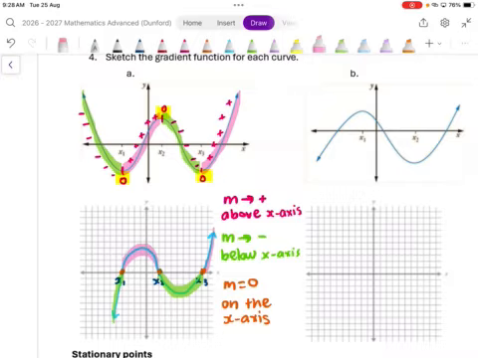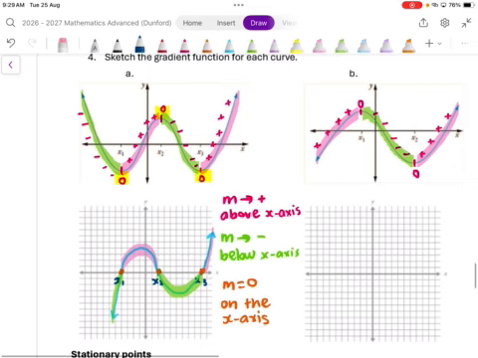Now, looking at B, we want to do the same thing. If you want to go ahead and try and do it by yourself, you can. I'm going to start doing it very quickly though. Where we have our turning points, we put our zeros. We put on our graph where it's positive, where it's negative, and where it's positive. Where our gradient is positive, our gradient function is going to be above the x-axis. Where our gradient is negative, our gradient function is going to be below the x-axis, and where our gradient is 0, it's on the x-axis.